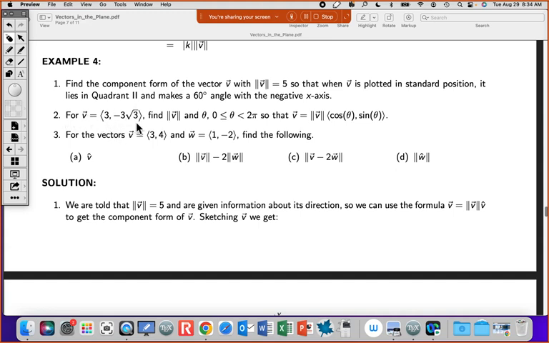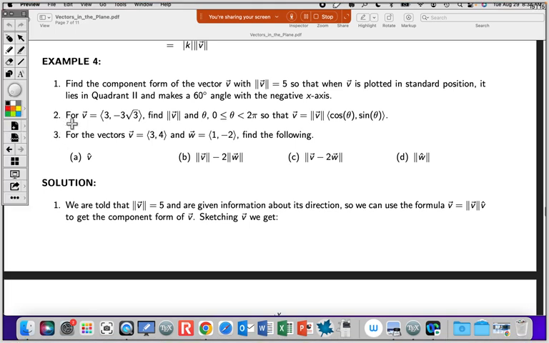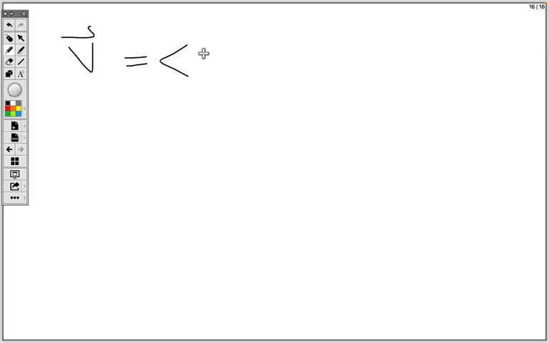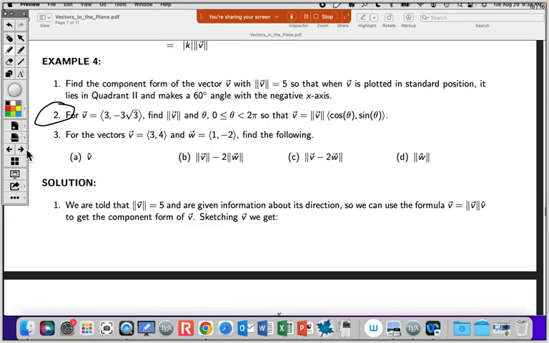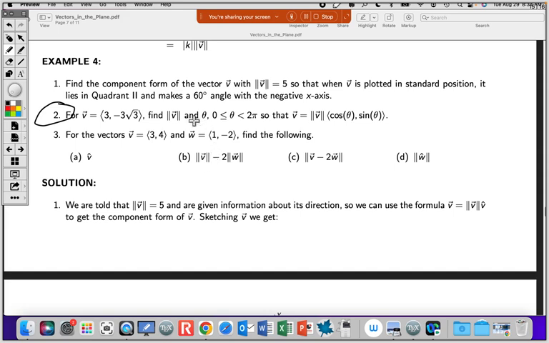Number 2 kind of goes backwards. Here's the component form. Find the magnitude and the angle. So let's take a look at this one, and then I'll leave number 3 for you to do. You can do that one on your own, but let's take a look at number 2 here. Once again, these are the standard sort of things you would do in trigonometry. Whoops, what do we got here? It's 3 comma negative 3 square root of 3. They ask us to find the magnitude, and then essentially they're having us find the direction here.